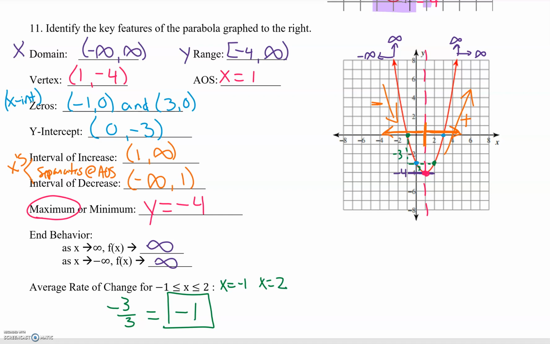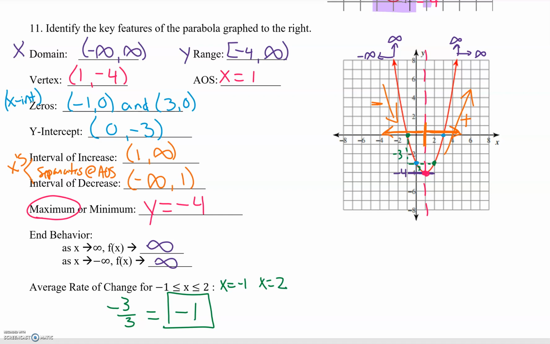The axis of symmetry cuts the graph in the middle and also goes through that vertex, so it's at x equals 1. That is needed, x equals. Remember, zeros mean x-intercepts. That's going to be at (-1, 0) and (3, 0). Those are points on the graph, so they need to be ordered pairs. Your y-intercept is also a point on the graph that crosses the y-axis. That's at (0, -3).